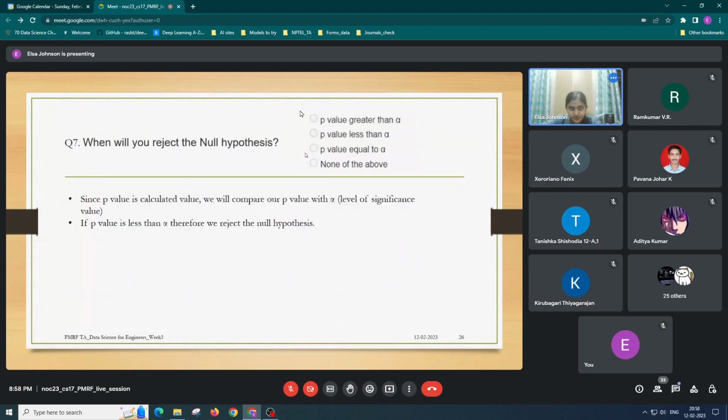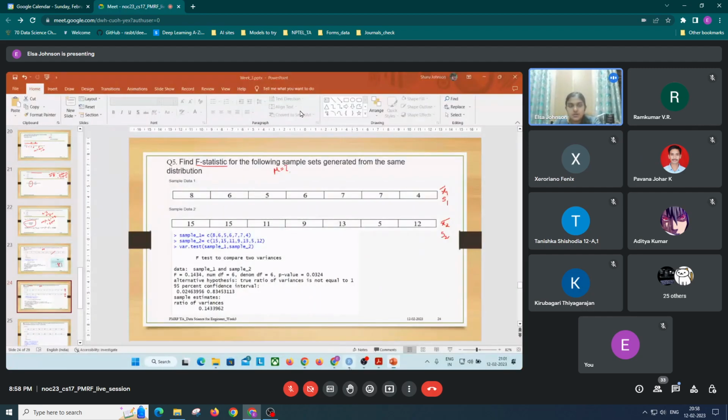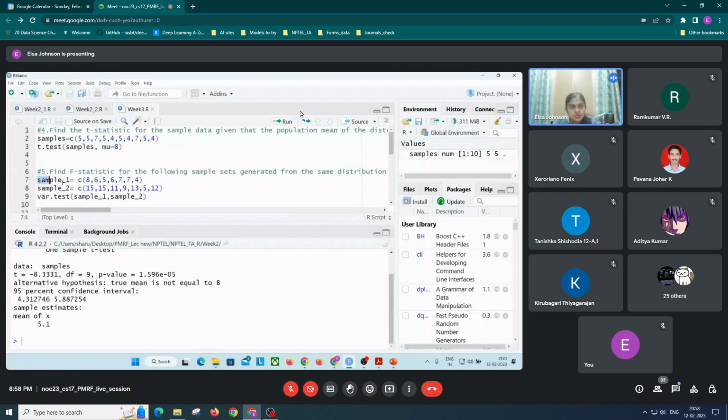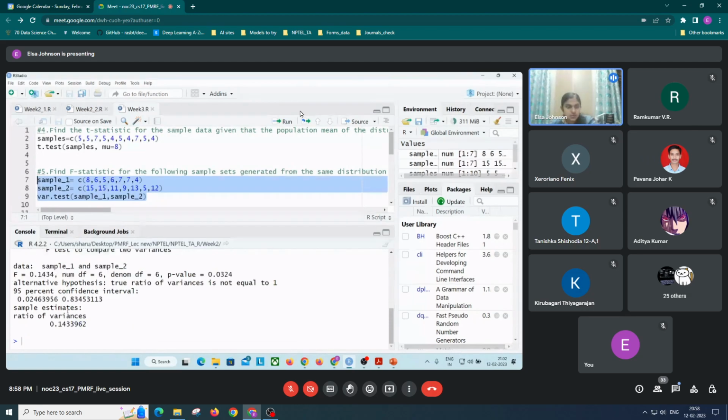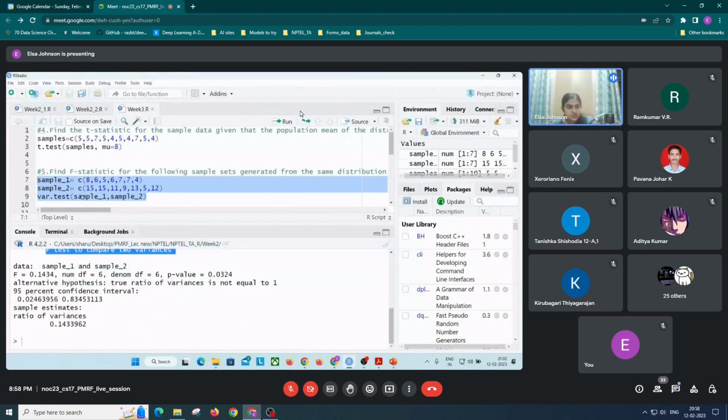Sorry, I'm just running through everything. So I'll just keep this one and I'll show you. These are the two samples which were given to us. Then you can just put var.test, because you are calculating variances. var.test is used for the F statistic. If you run this whole thing, it will be an F test to compare two variances. It is usually used to compare two variances. So this is your data, sample 1 and sample 2. Then the F statistic value is coming like this one.